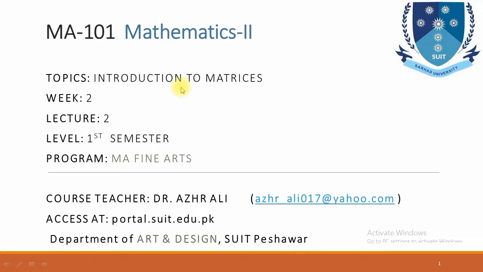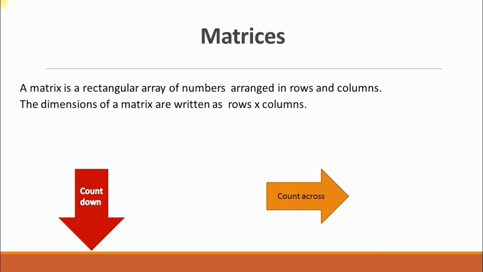Today we are going to learn about matrices, and this is the second lecture of second week for the course Mathematics 2. Matrix. A matrix is a rectangular array of numbers arranged in rows and columns. The dimensions of a matrix are written as rows by columns, and we count rows in the down direction and count columns in the cross direction.